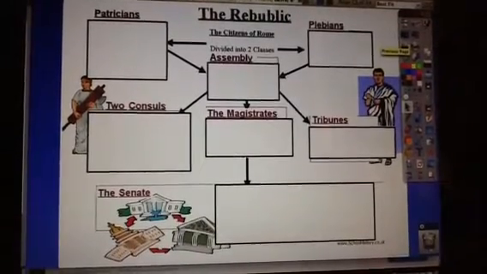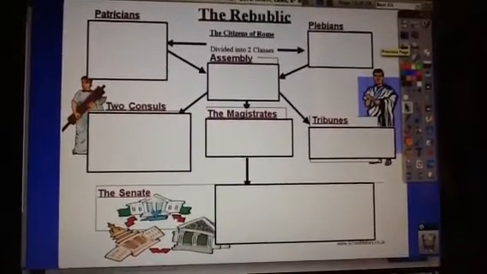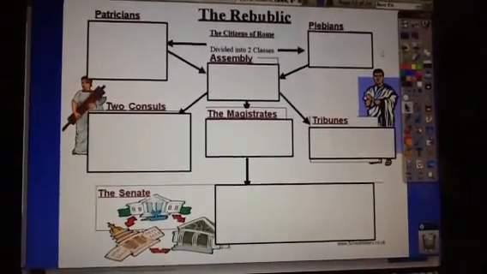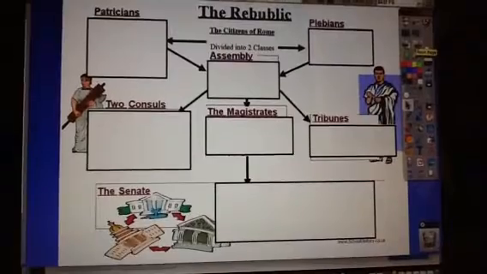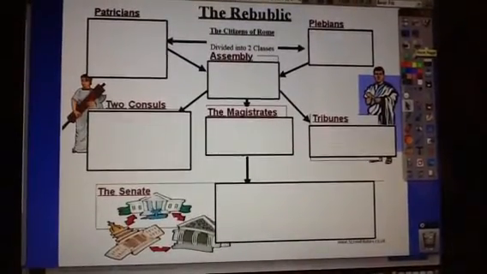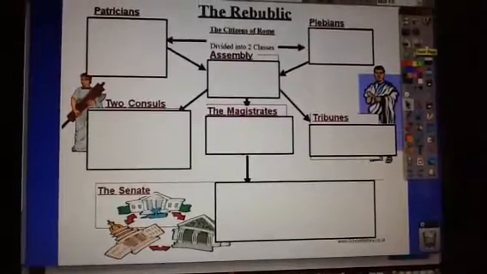So this here is a graphic organizer of the Roman Republic. You do not have this in your notes, okay? But I do want you to take a moment and look at this as I explain how the Roman Republic is divided and how it works, okay?